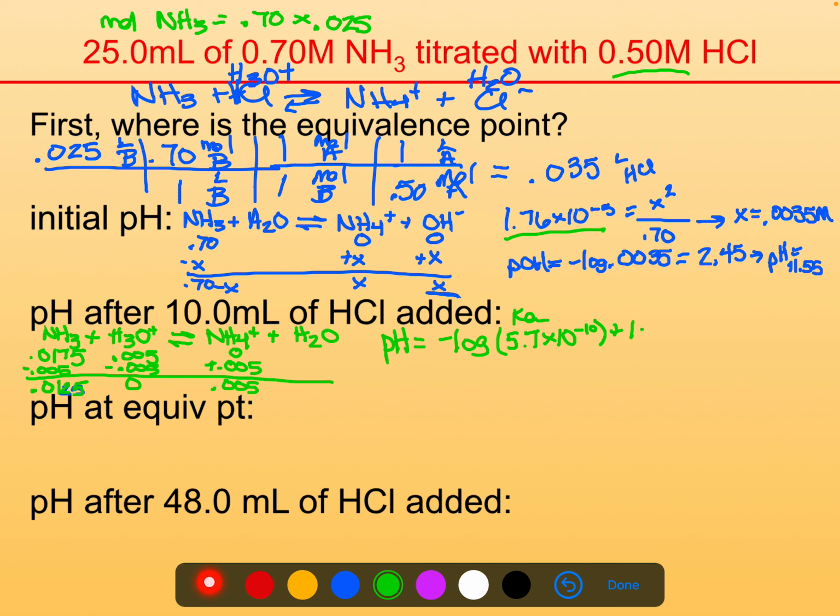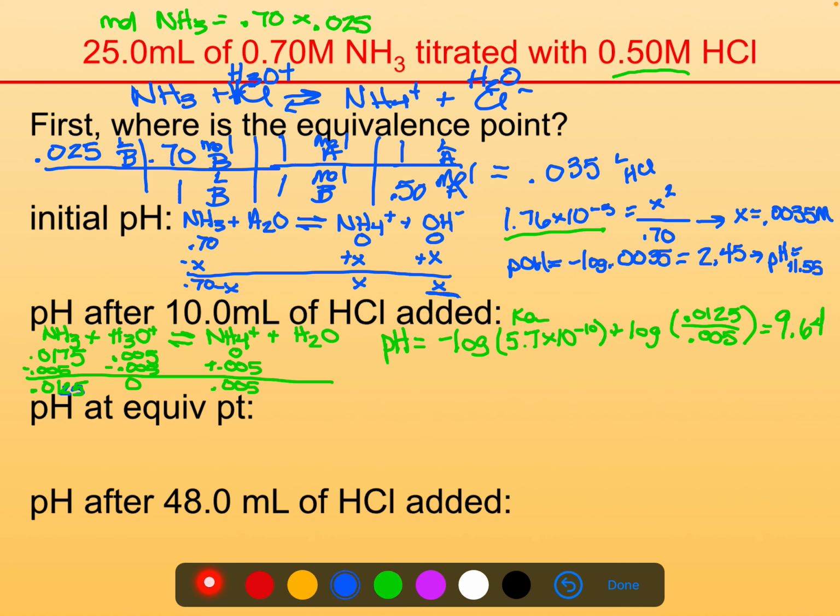And then that's plus the log of our base over our acid. So our base is the 0.0125. Our acid is the ammonium, so 0.005. And this would result in a pH of 9.64. So yet again, we added acid, so the pH went down, but it's not going down by a large amount at this point in time.